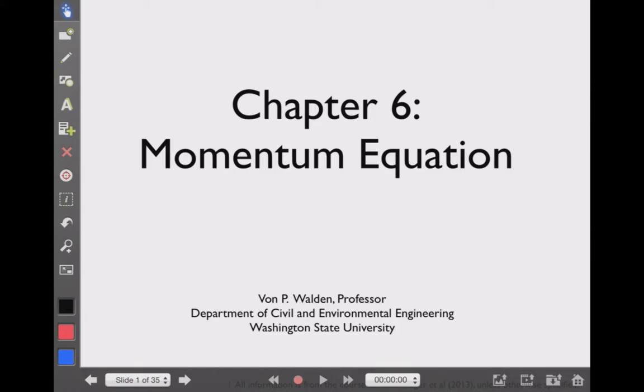Today we're going to start Chapter 6 on the momentum equation. This chapter is really just applying the Reynolds transport theorem to momentum. Just as in Chapter 5, when we developed the Reynolds transport theorem and applied it to mass, in this chapter we're going to apply it to momentum. And it will allow us to solve a whole new series of problems in fluid dynamics.